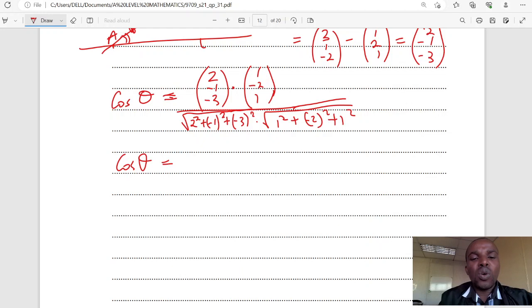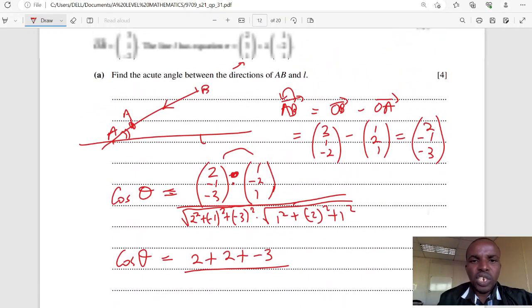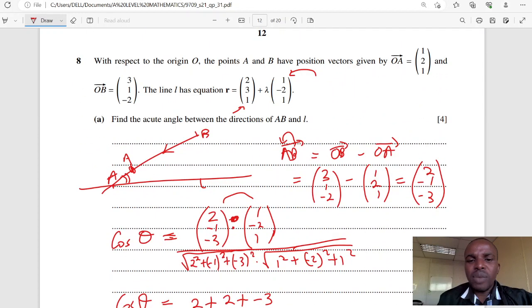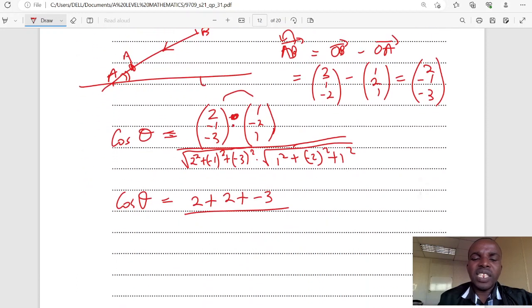Then I can just simplify. Cos theta is equal to, on the dot product, 2 times 1, which is 2, plus -1 times -2 is 2, plus -3 times 1 is -3. So I will just have to multiply in this case. Let me check again: 2 times 1 is 2, plus -1 times -2 is 2, plus 1 times -3 is -3.